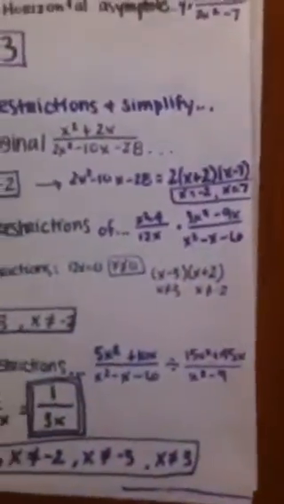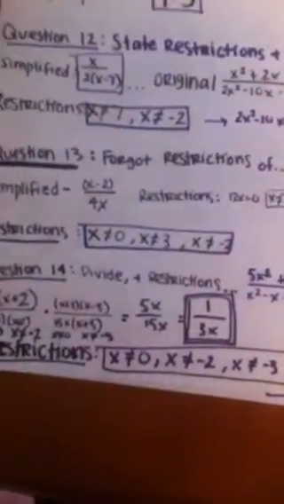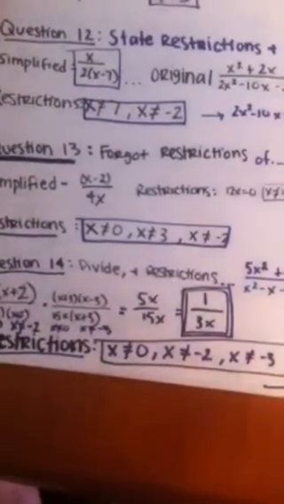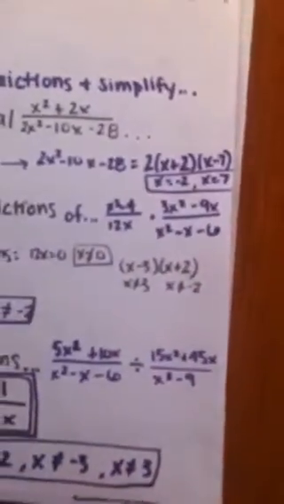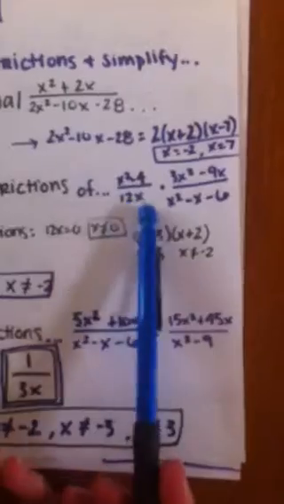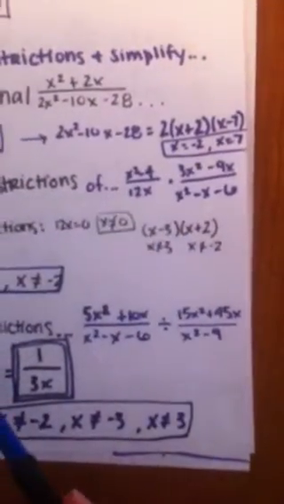X cannot equal 7 and x cannot equal -2. Number 13, similar situation. I just didn't know how to find the restrictions, but you take the original denominators and set them equal to 0. So you have 12x equals 0, so x equals 0. So x cannot equal 0.